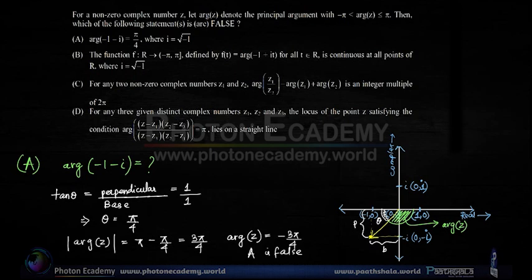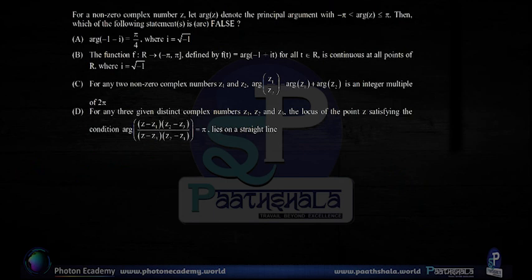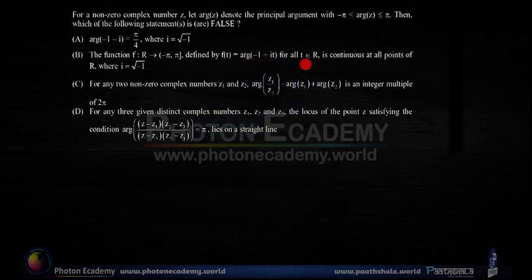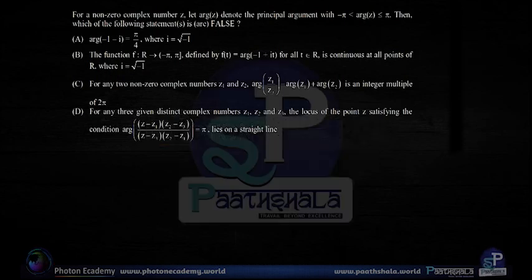Now we evaluate the second option, which is the function f from the real numbers to (minus pi, pi], open at minus pi and closed at pi, defined by f of t is equal to argument of minus 1 plus it for all t belonging to the real numbers, is continuous at all points of the real numbers, where i is equal to root of minus 1. This can also be solved graphically, but here we have to take two cases. One where t is greater than 0 and one where t is less than 0. We consider the first case.